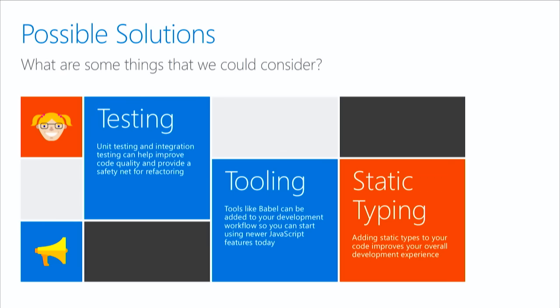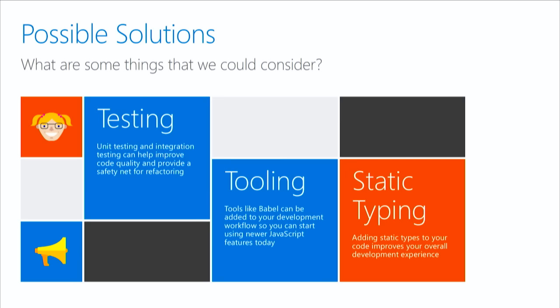So what are some possible solutions? What are some things that we can do? Well, probably an obvious answer, like I mentioned before, is we can use testing. We can use unit testing and integration testing, and that can really go a long way to help improving our code quality and provide, really importantly, the safety net for refactoring. We can also look to use some tooling. Tools like Babel, for instance, can be added to our development workflow so that we can start using newer JavaScript features today without having to worry about whether or not they're implemented in our browsers.